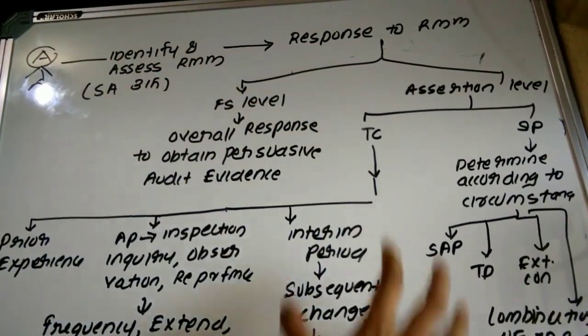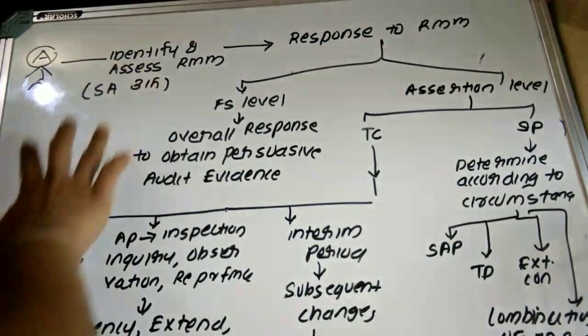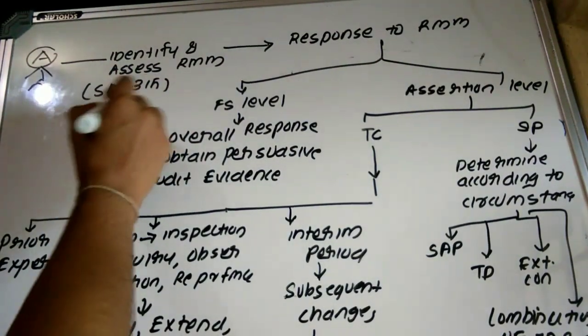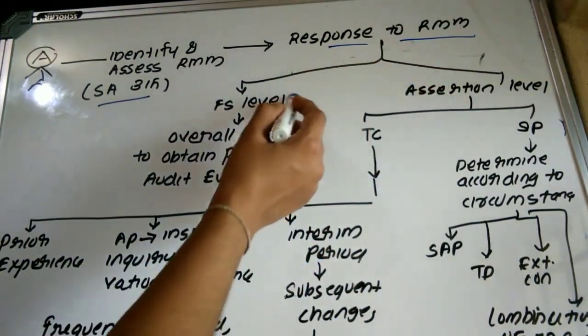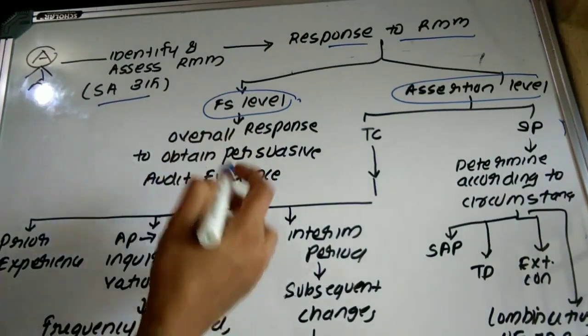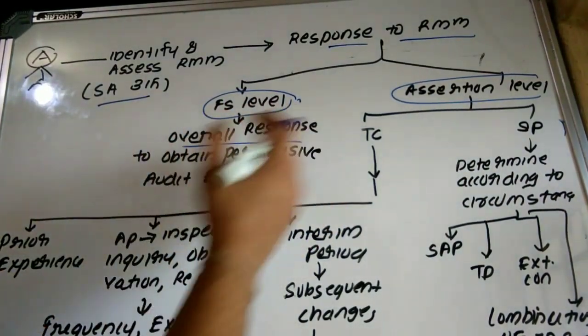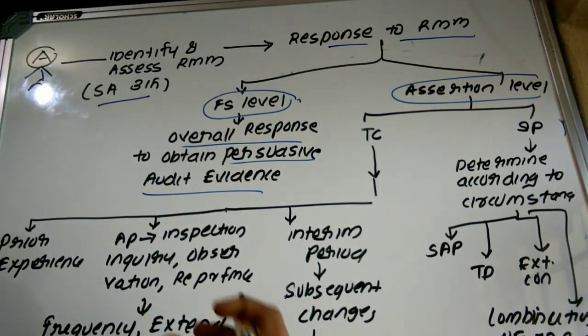So here we are again explaining what? SA 330. The auditor should identify and assess the risk of material misstatement as per SA 315. Then the auditor has to respond to the assessed risk of material misstatement. It can be at the financial statement level or at the assertion level. If it is at the financial statement level, the auditor should respond, that is the overall response, to obtain what? Persuasive audit evidence. We have already discussed what the overall response is: incorporate professional skepticism, discussion with the engagement team, and making general changes to the nature, timing, and extent of audit procedures, incorporate unpredictability, etc.